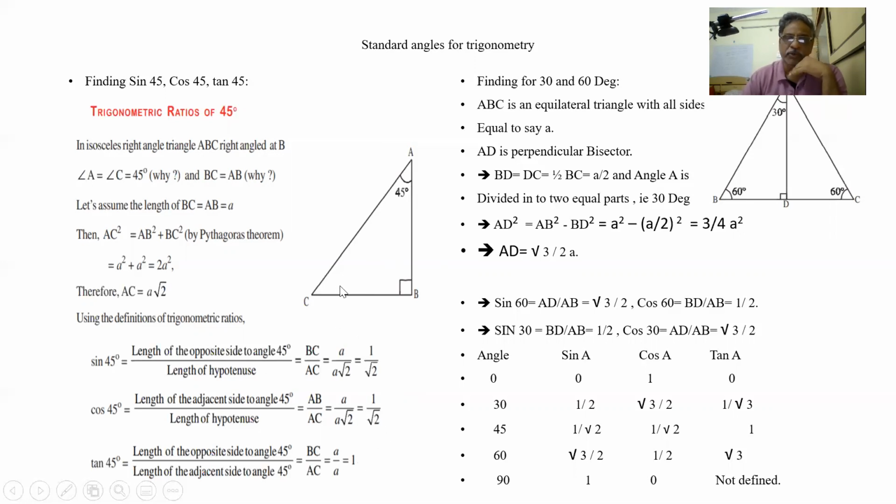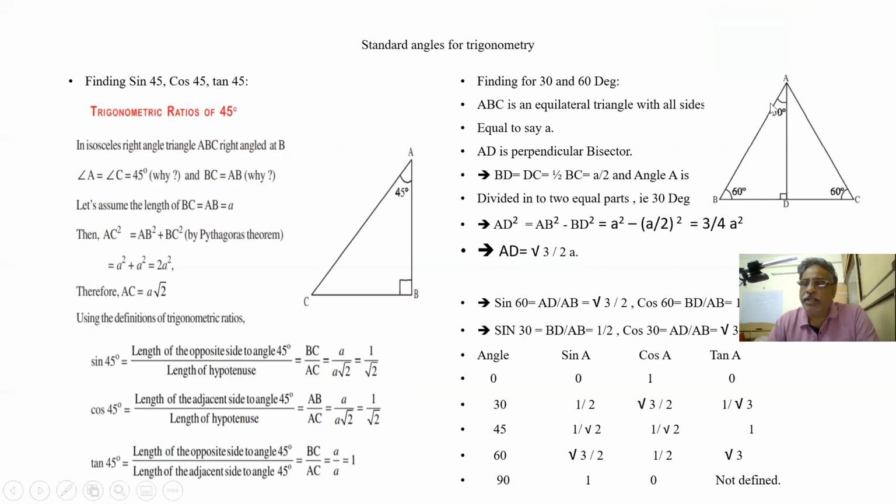Earlier we found out the value for 0 and sin 90. Now we are finding out 45 degree. Because it is a right angle triangle with one angle 45, the other angle also is 45, and root 2a is the hypotenuse. Let us find out the values for angles of 30 and 60 degrees.